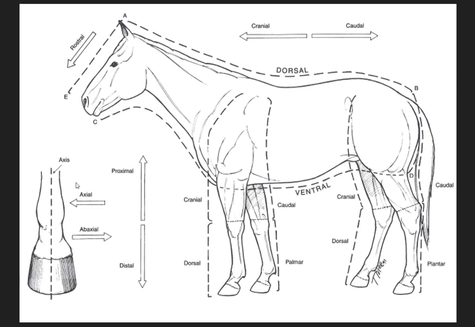Let's say something similar to the median plane of the body. For limbs, we use the term axis. So anything located toward the axis, we say axial. Anything in the other direction, we say abaxial. It is a similar way to medial and lateral, but this is applied on the animal's limb.